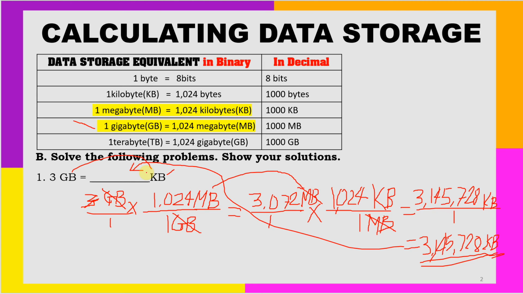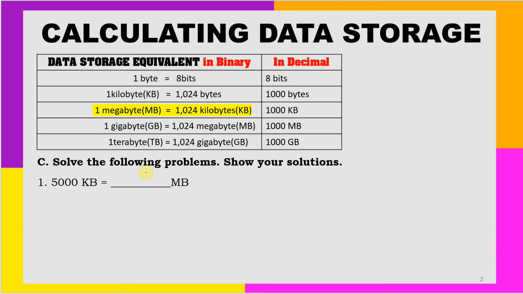Okay, next, another example. For instance, this one: 5,000 kilobytes is equal to blank in megabytes. Okay, so at the table of equivalence, you can see that there is a direct relationship between kilobytes and megabytes here. So copy 5,000 kilobytes and multiply it with the equivalent. Okay, so you just make sure that the measurement on the given is written at the bottom, kilobytes, so that you can cancel.